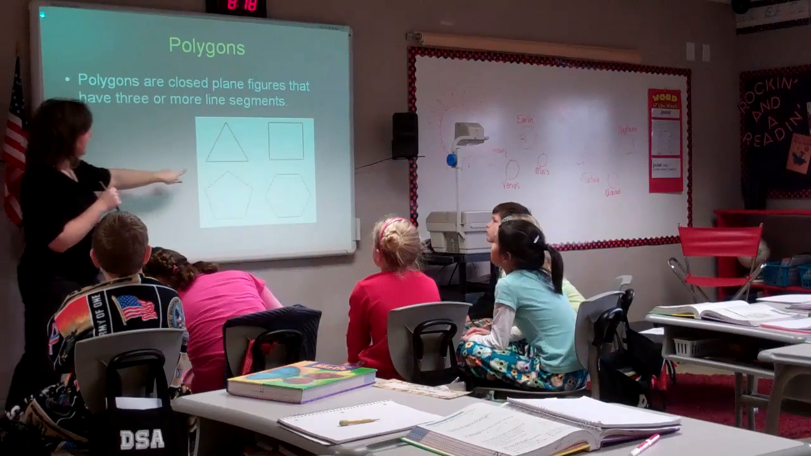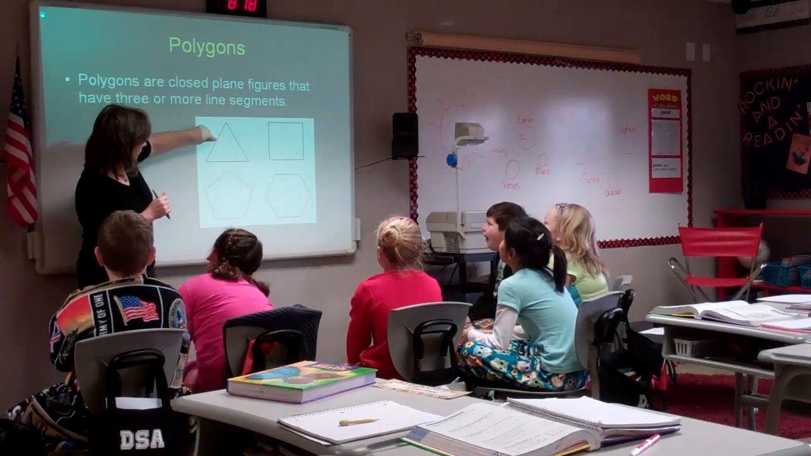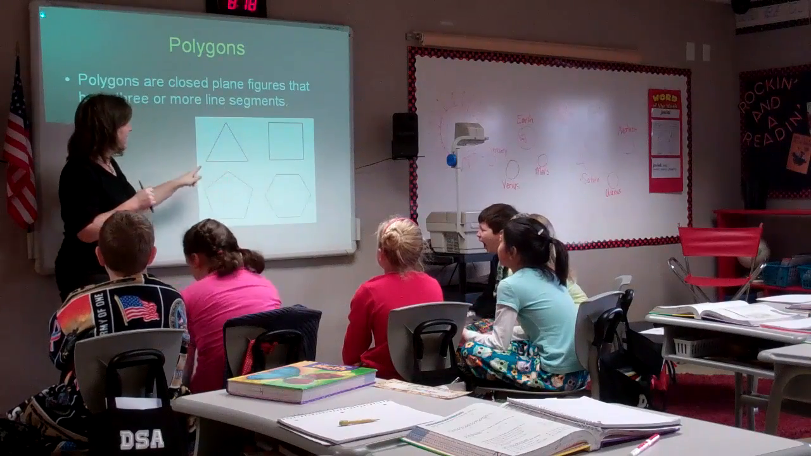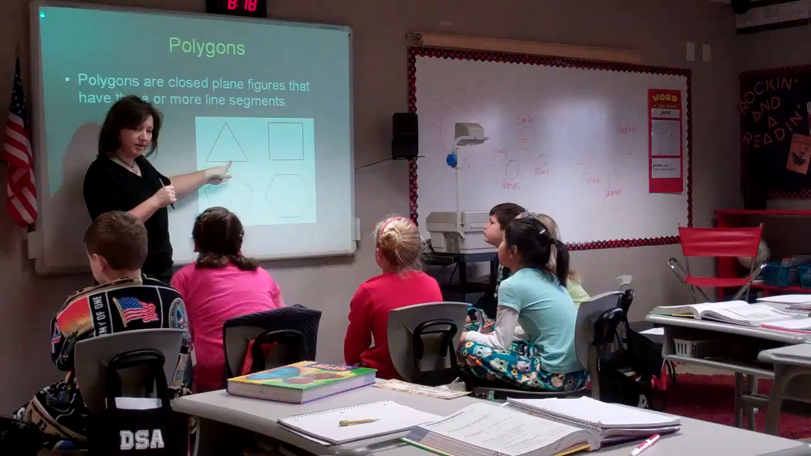3. So does this shape have at least 3 line segments? Yeah. Count them for me. 1, 2, 3. And each line segment is called a side. So how many sides does this polygon have?